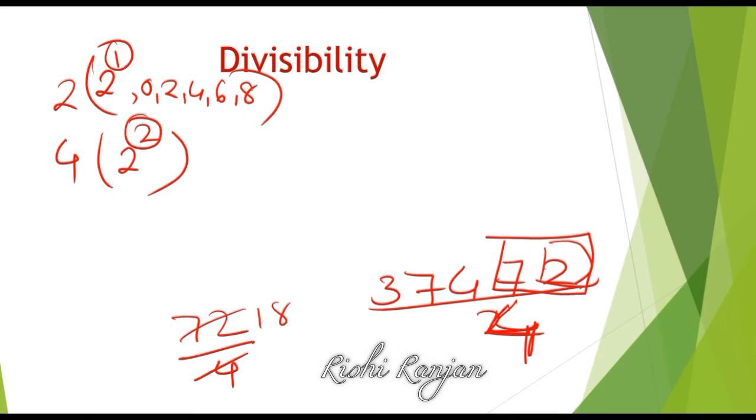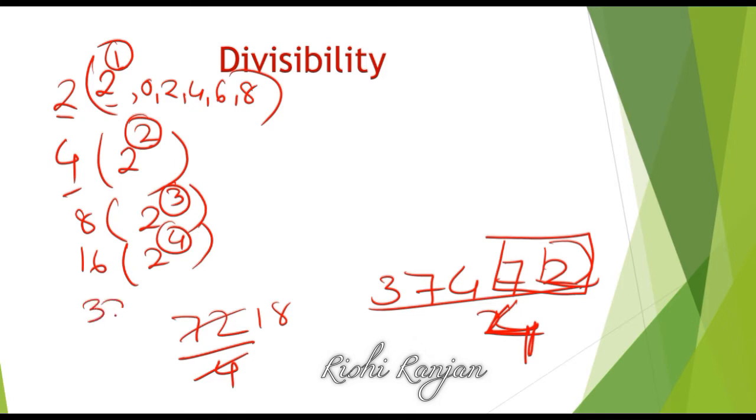I hope now you are able to understand the pattern here. For 2 we are checking just the last digit, means one digit. For 4 we are checking the last two digits. For 8 we will check the last three digits. For 16 we will check last four digits. For 32 we will check last five digits, and so on. For 64 last six digits. For 128 last seven digits.